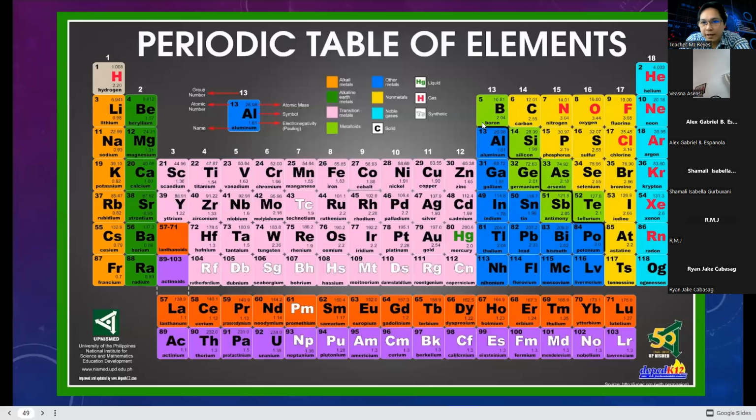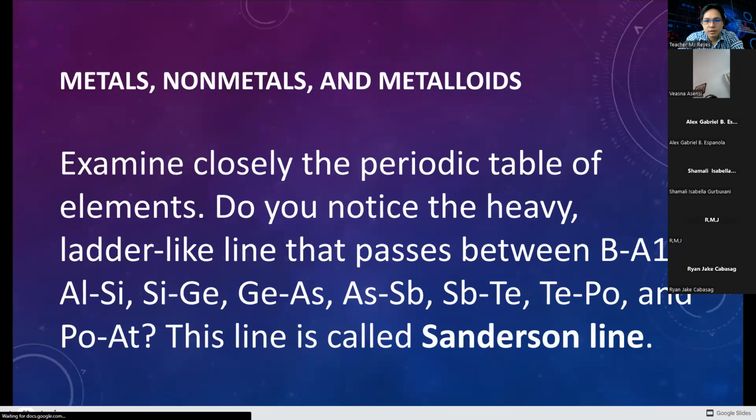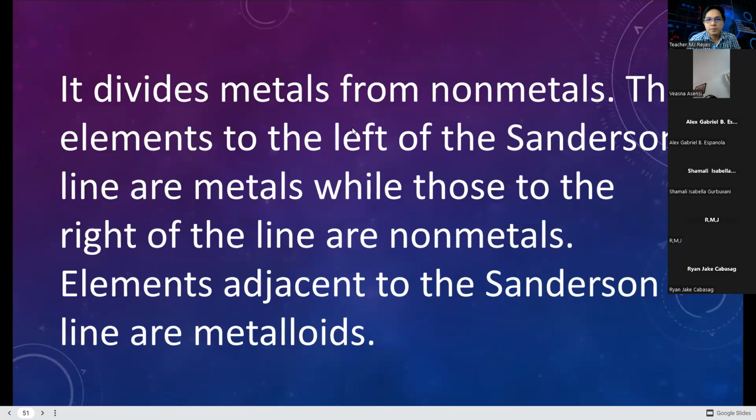This one, this line. Can you see the line there in your end? This one, the ladder-like. Yes, teacher. Yes, sure. Can you see the ladder line? Okay. This is actually called the Sanderson's line. From boron to aluminum, silicon to germanium, in between, arsenic to antimony. Tellurium to polonium. And so on. So this is the Sanderson line. It divides metals from non-metals.